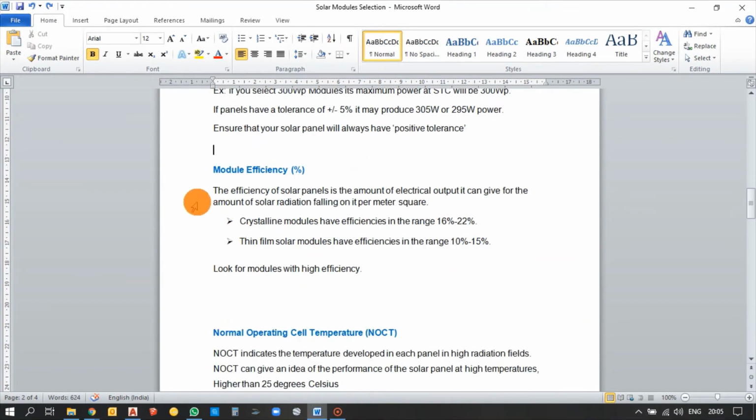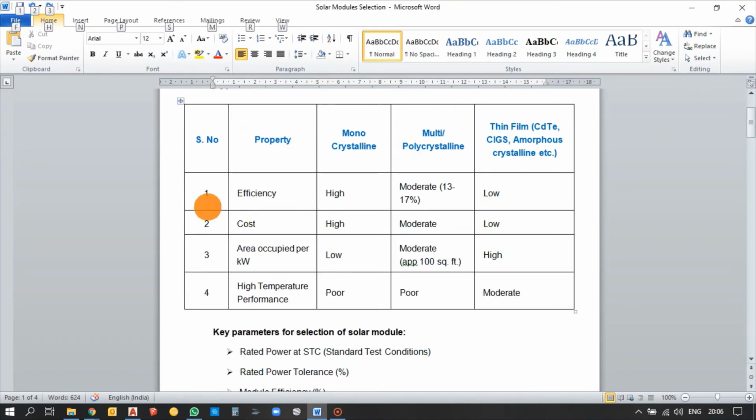It is quite important to select a module with a higher efficiency for better performance. In case you have selected a higher efficiency module, the electrical power output given per square meter from the radiation received is quite high. That is quite important to select a module. Going with crystalline modules, it ranges from 16 to 22, and thin film it ranges from 10 to 15. So we have already seen the efficiency factors here.